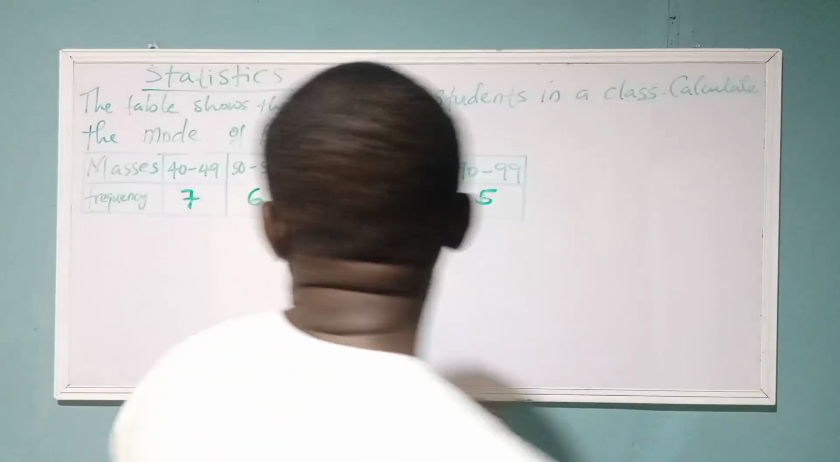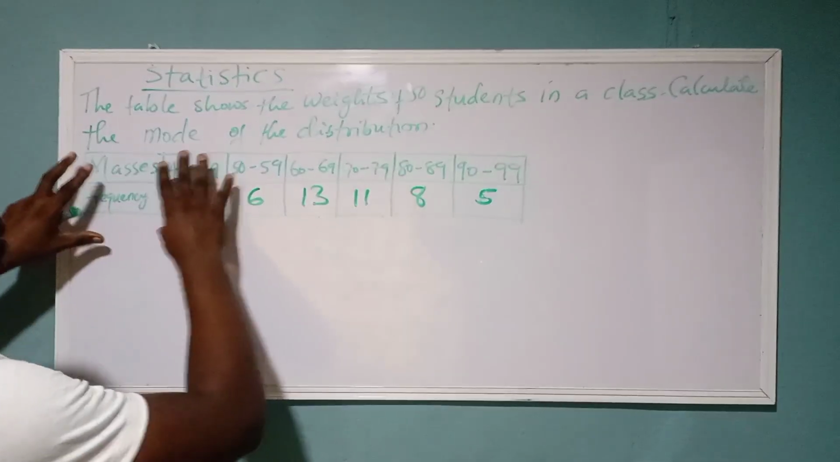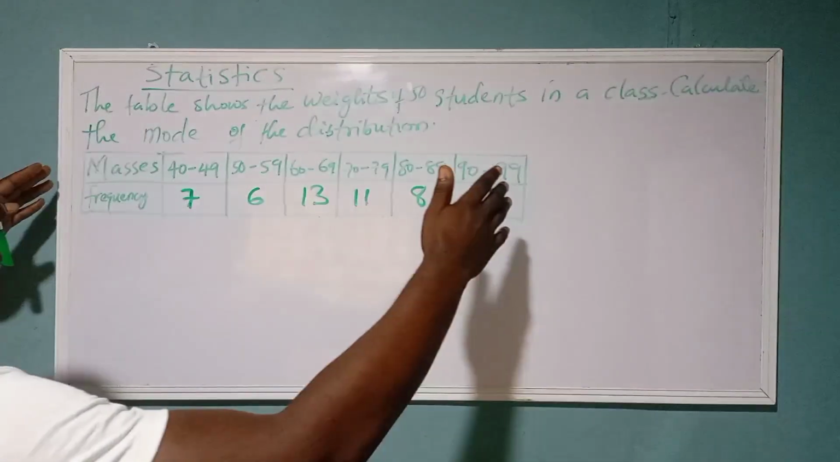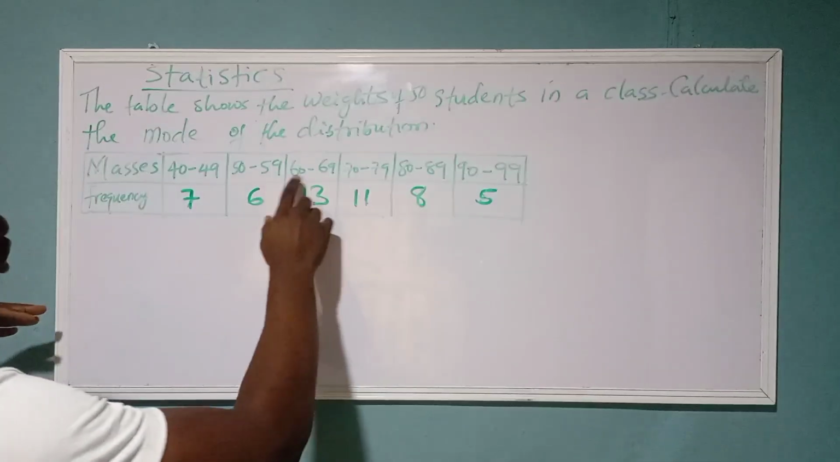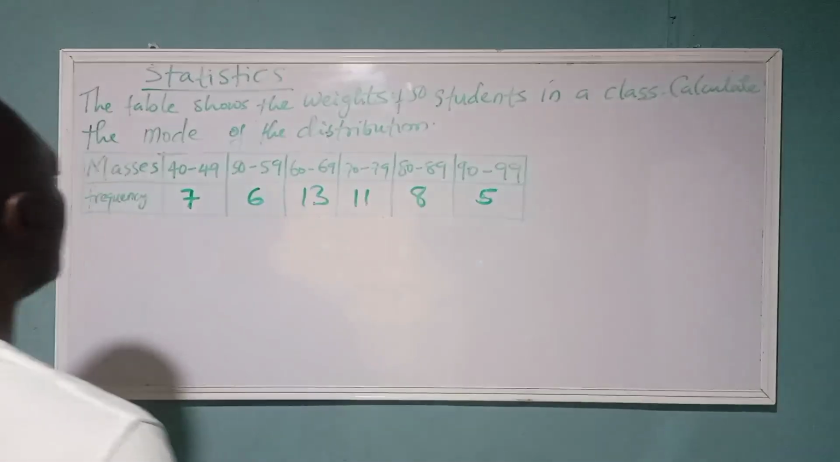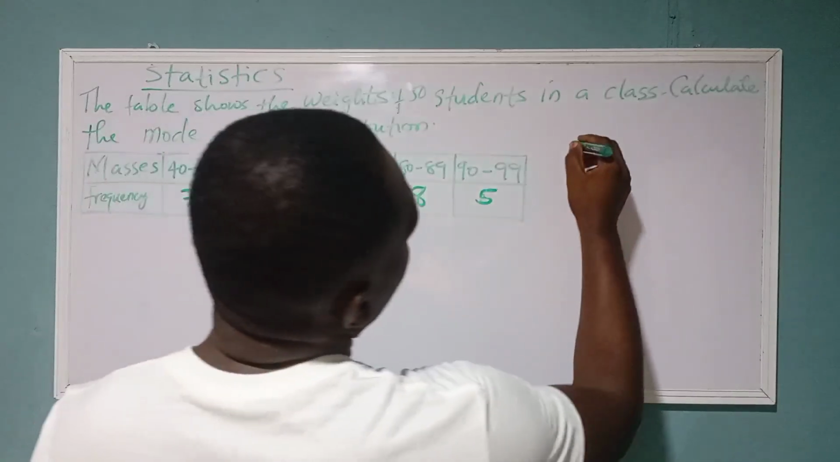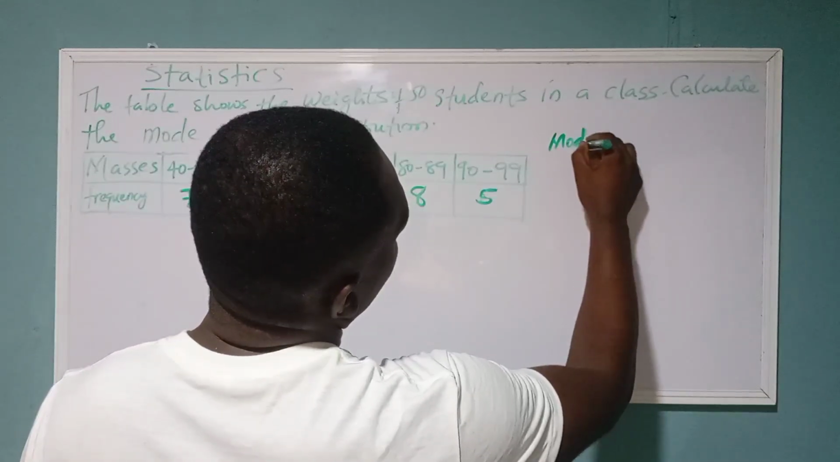I want to teach you how to calculate mode for distributed data, which are what? Grouped. So these data are grouped, right? You can see the grouping from 60 to 69, 70 to 79. These are groups. Okay, so to calculate mode, there is a standard formula, and that formula is given as the following.